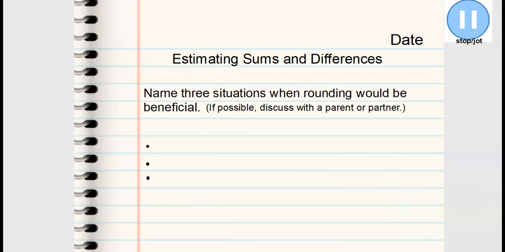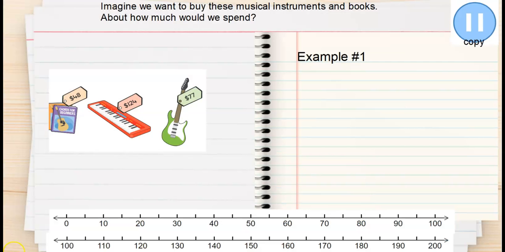Okay, so in the video, he talked about shopping as one example that would be beneficial for rounding, especially when you don't have a calculator. Measurement might be another example. For example, you might say someone is about 6 feet tall. And then time might be another example. You might have heard someone say, oh, I'll be there in about 30 minutes. So those are all good examples. Go ahead and pause the video to add any of those ideas to your list.